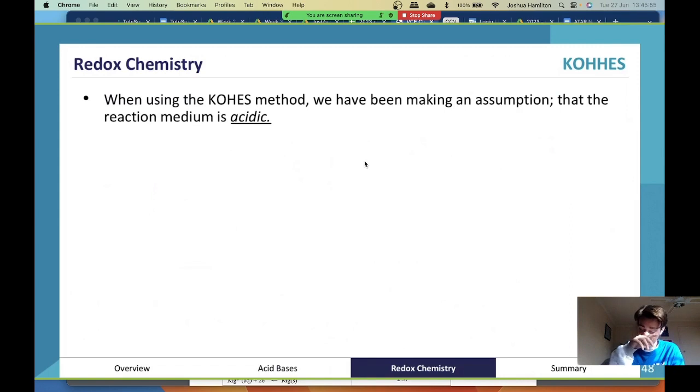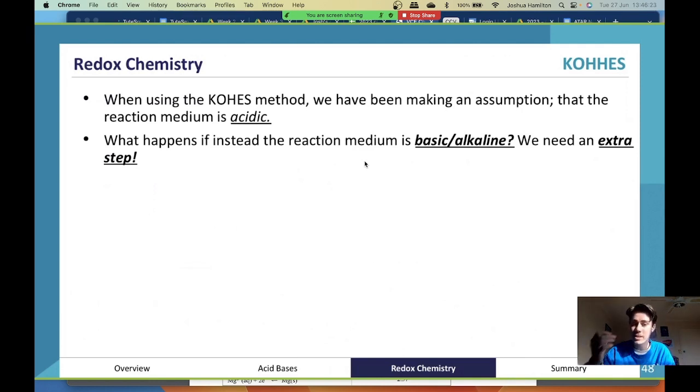So in the COES method, we have been making an assumption that the reaction medium is acidic. You are going to make this assumption no matter what if you are not told in a question if it's acidic or basic. So if you're not told that your solution or your medium is acidic or basic, you assume it's acidic. You assume H pluses. Really, really important. You assume acidity.